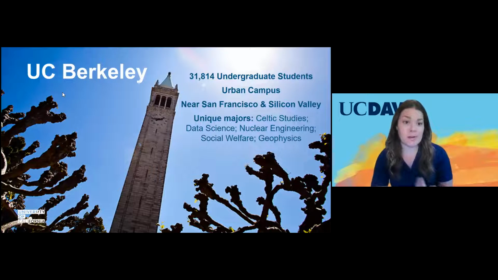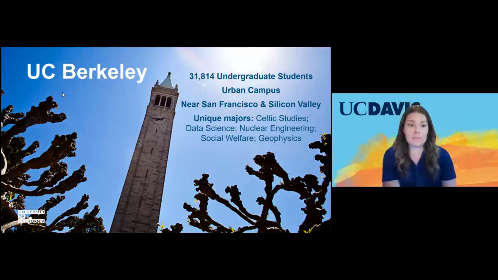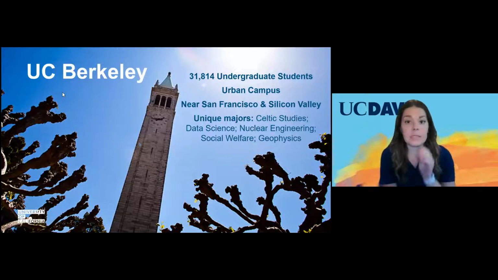In this case, we're going to start with Berkeley. It's a more urban campus. Talk a little bit about the geography and some unique majors they have. The UC campuses have tons of majors available. For example, Davis has over 100 majors. So definitely do your due diligence to research. I just wanted to highlight a few unique ones that aren't offered at many other UCs on these slides here.